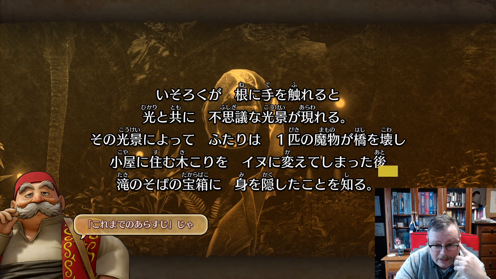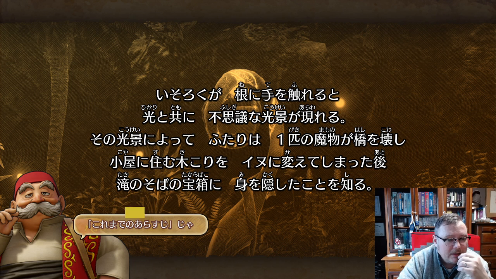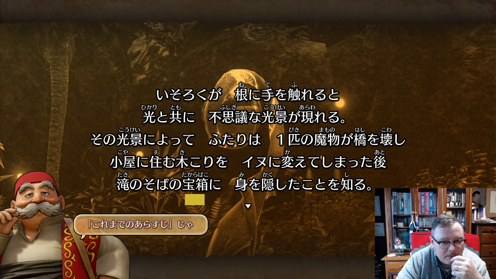And after that, ato. So inu ni kaete shimatta ato. After he was changed into a dog, unfortunately, taki no soba no takarabako ni. So takarabako is a treasure chest, and taki means waterfall. Soba means next to. And then we have two no's here. So we've got 1, 2, 3 nouns and 1, 2 connecting no's.